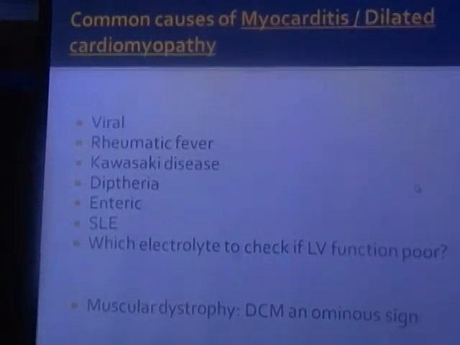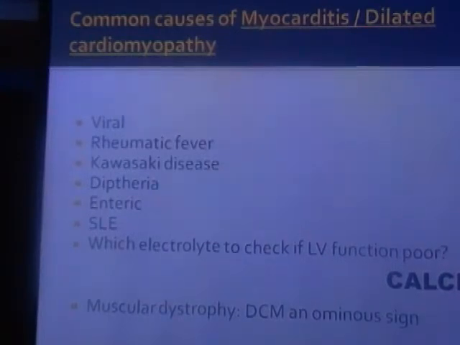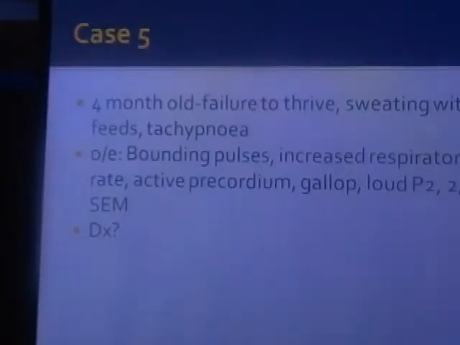So common causes of myocarditis, and one of the electrolytes to check if LV function is poor and they present like this would be calcium. But interestingly, even rheumatic can have LV dysfunction, enteric, all of these can present with enteric myocarditis, diphtheritic in the days before DPT, diphtheritic myocarditis and so on.